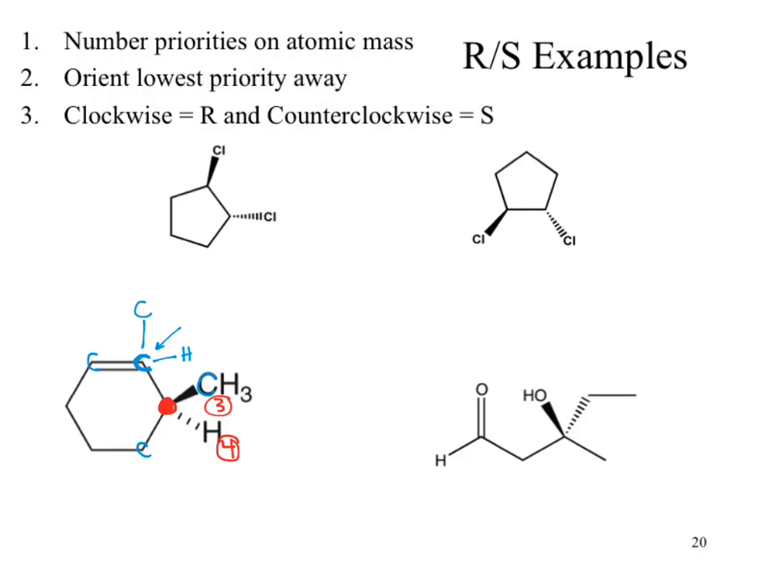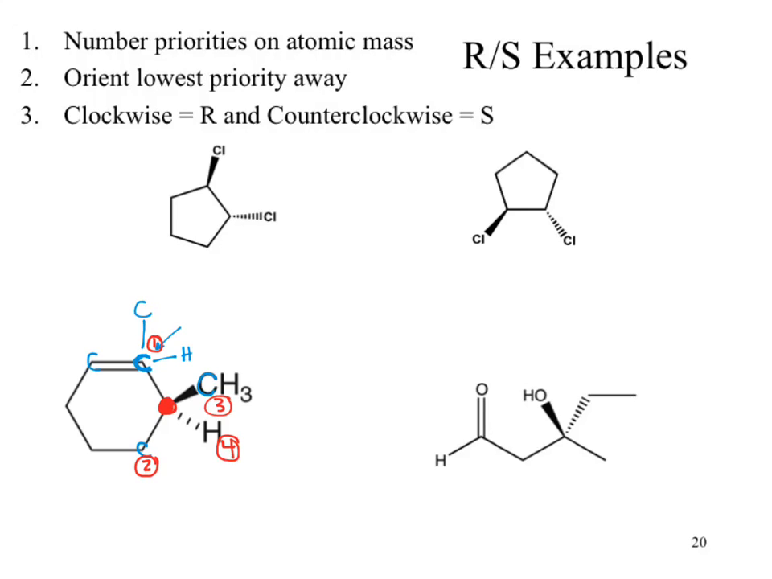So now for the challenge. Which is higher priority? Why the top one? It's bound to more carbons or less hydrogens, that works, which means it gets the higher priorities. I've been coloring in red. We call that one 1, this one 2.